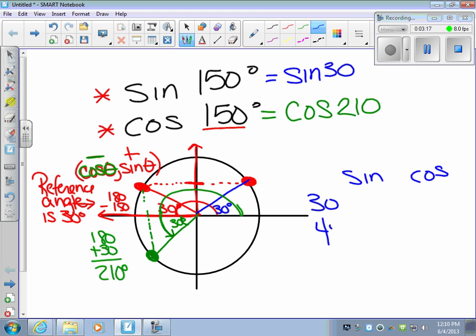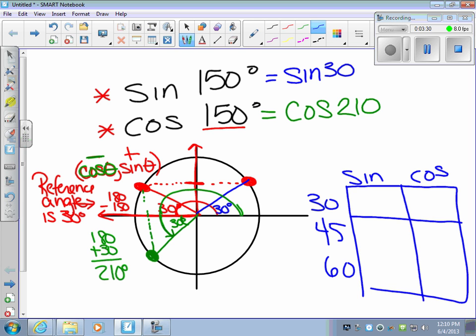30, 45, 60. And I said, it's as easy as 1, 2, 3. And the reason I said it's as easy as 1, 2, 3 is because you can memorize these values, or remember these values easier. The sine of 30 is 1 over 2. The sine of 45 is what? Square root 2 over 2. And the sine of 60 is? Good. Square root 3 over 2. See, it's as easy as 1, 2, 3.